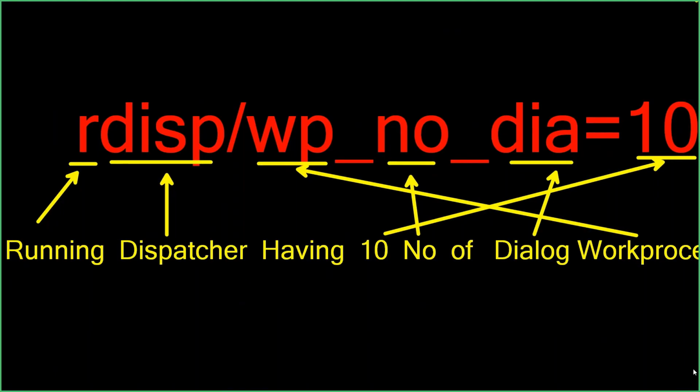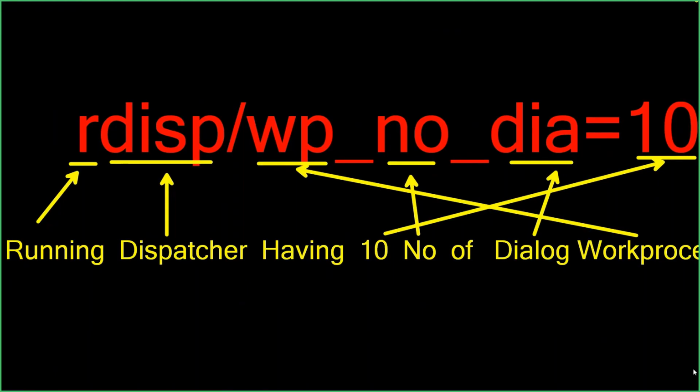So rdisp/wp_no_dia = 10. What is it saying? Presently our system has 10 dialog work processes. But this number 10 is not fixed. That is not a fixed number; it is based on the server. The number is different. We already discussed one point: work processes are decided by the system. Manually we can't create them. So here we can't fix the number as 10.